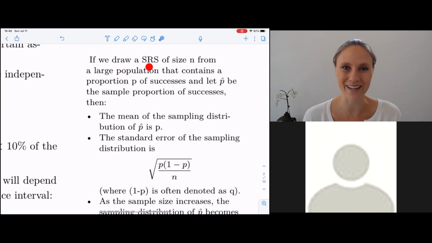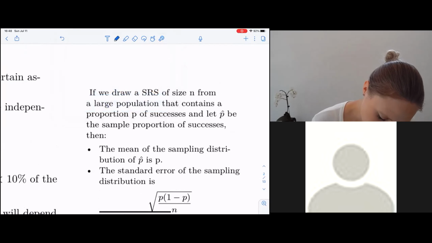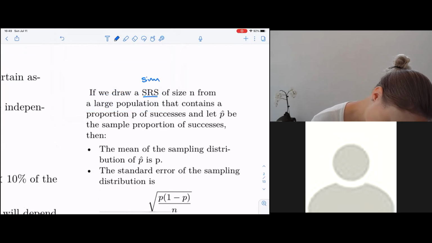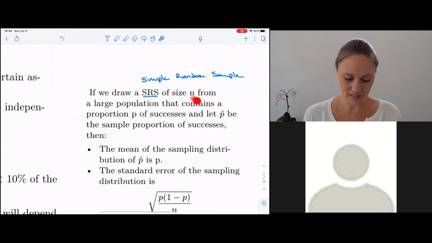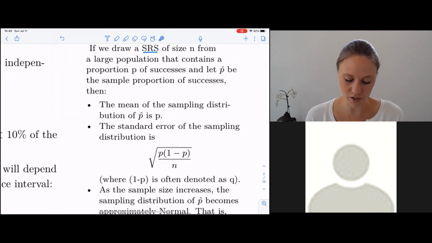So if we draw a simple random sample, an SRS, of size n from a large population that contains a proportion p, the population proportion of successes, and we let p hat be the sample proportion of successes, then the mean of the sampling distribution of p hat is just p.